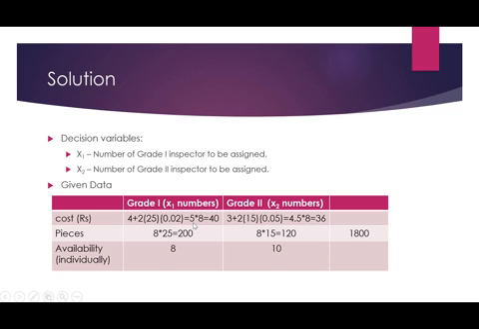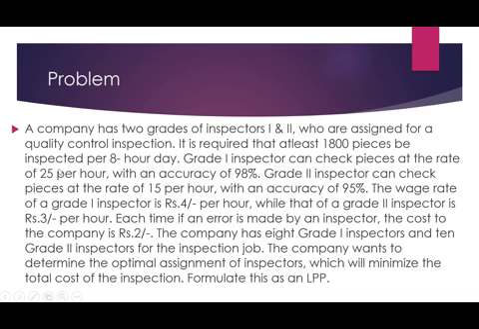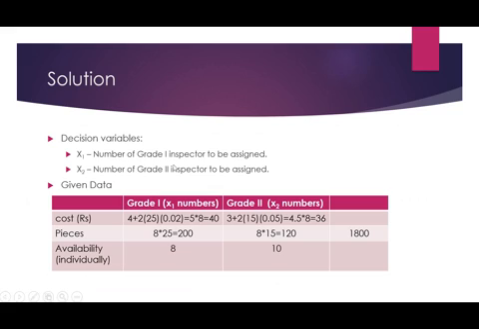So this is for 1 hour, and they have specified it is an 8-hour day. So 8 hours they are working. So this 1 hour cost, whatever is incurred, has to be multiplied by 8 so that it gives us the total cost. So 5 into 8 is 40.